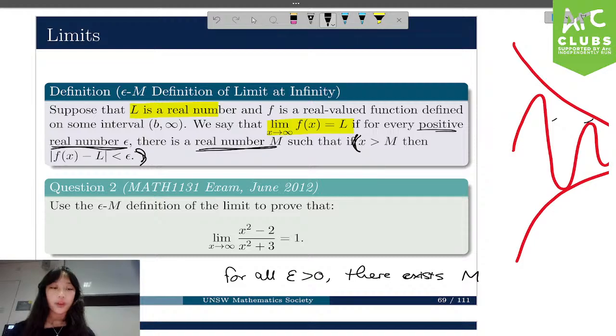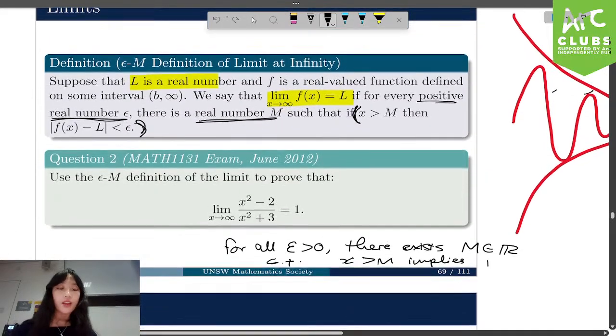There exists a real number m such that x is greater than m implies, just so we get rid of that double if, we've got an if here and an if here, just so we get rid of that confusion. I like to say this is true such that x is greater than m implies that this function is within epsilon of the limit value.